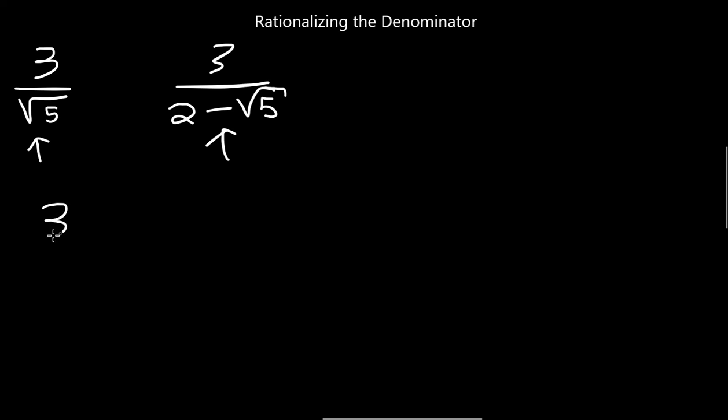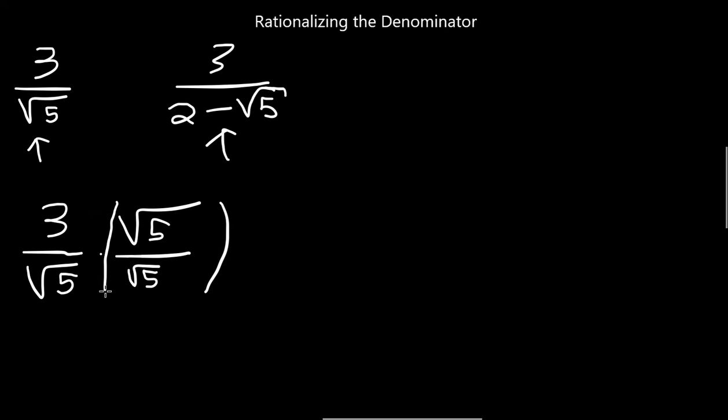To rationalize the denominator here, we're going to multiply this number by the square root of 5 divided by the square root of 5. Now you might be wondering why I'm allowed to do that all of a sudden. Well, the reason is the square root of 5 divided by the square root of 5 is equal to 1, and I can multiply any number by 1. So it turns out that when I multiply 3 divided by the square root of 5 by the square root of 5 divided by the square root of 5, this does not actually change the value of this number in the slightest. So I'm allowed to do that, but let's see what happens.